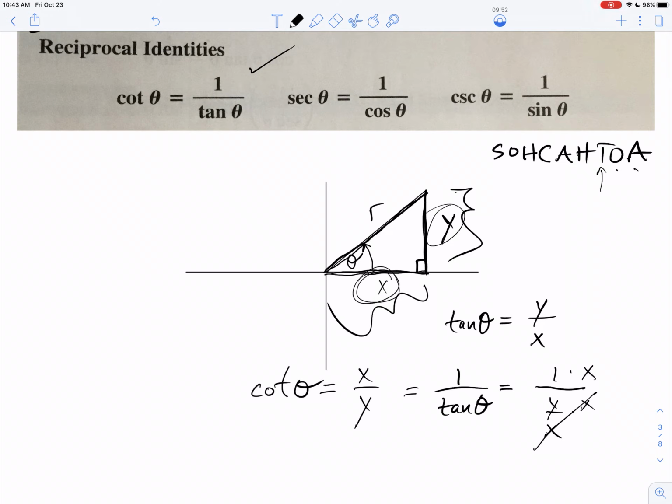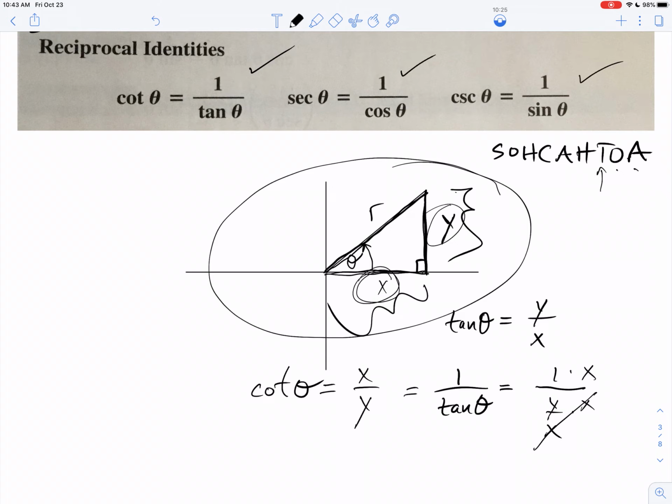All of these identities have a reason why they exist. An identity is basically a fact. It's just a fancy way to say, here is a fact about these things. So, cotangent is the same as 1 over tangent. I could use my triangle and this drawing to show you the same reason why this is true.